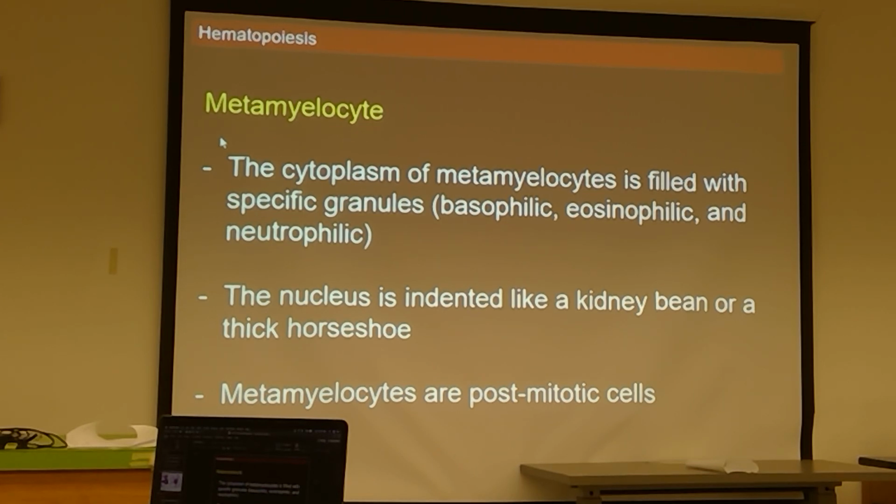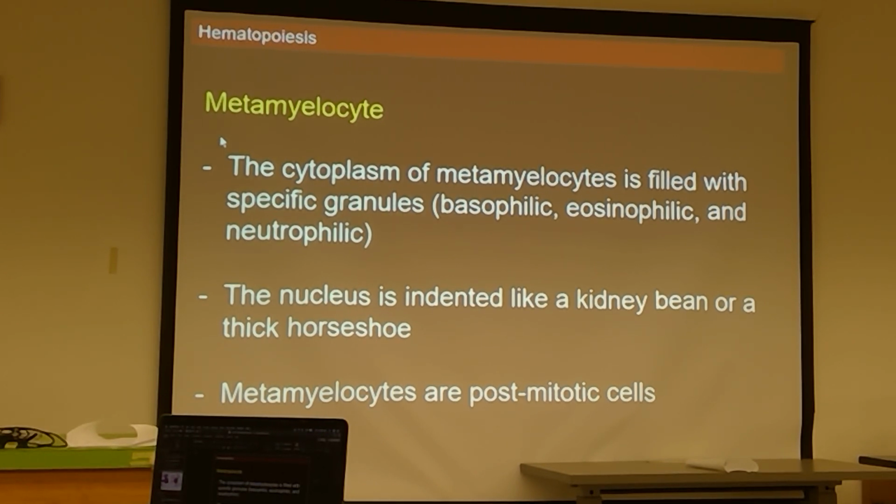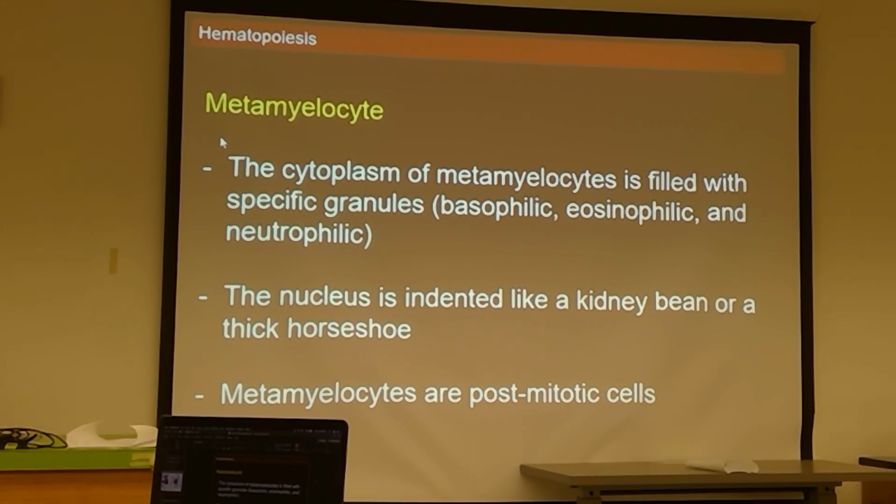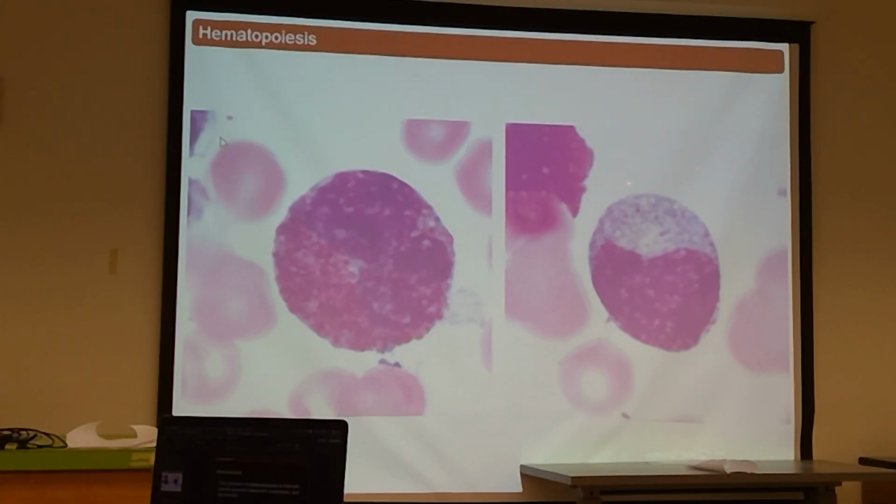That's called a metamyelocyte. These are post-mitotic, so at this point they are starting to mature into the cells that they're going to become. So they can no longer divide, they're just working on maturing into a neutrophil. Again, we have the basophil line, the eosinophil line, neutrophil line. We're focusing on neutrophil. So metamyelocyte will start to indent in.